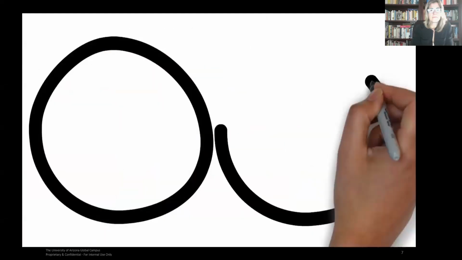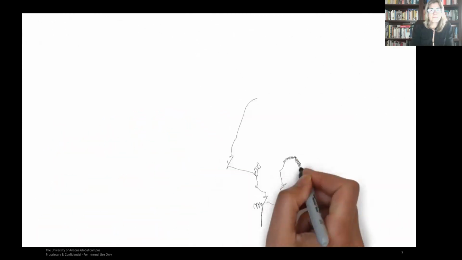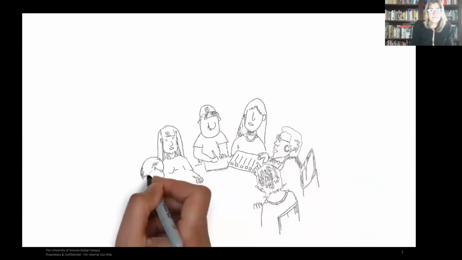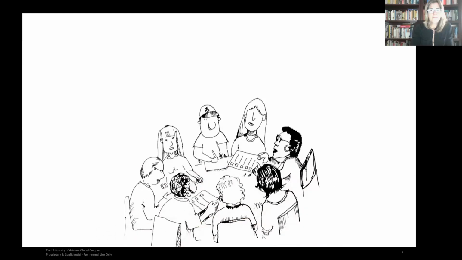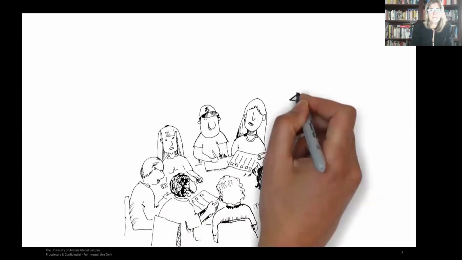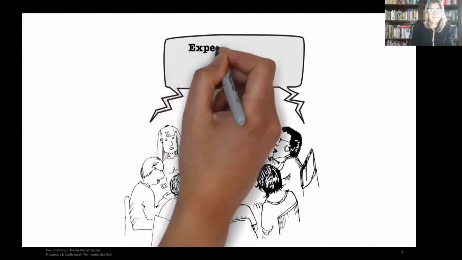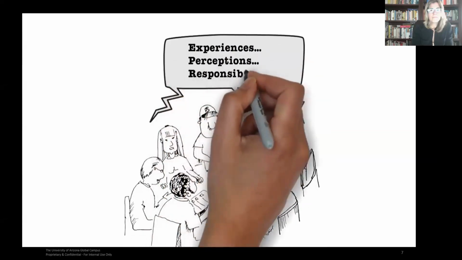These two spheres are the social sphere, involving social presence, and the cognitive sphere, involving cognitive presence. Social presence is defined as the co-creation of a collegial environment that invites and supports learners in sharing their ideas freely and without fear. In this model, all members of the class, students, instructors, teaching assistants, are considered learners, each possessing varied and valid experiences, perceptions, and responsibilities.